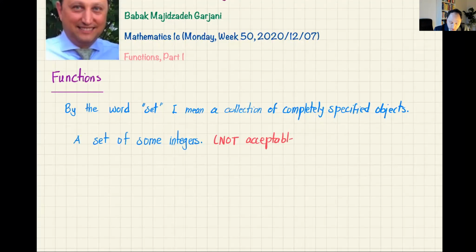Why? Because the objects are not completely specified. For example, if I say I have a set of some integers in mind, and then I ask you, do you think that 1 is in my collection, 2 is in my collection? You cannot answer because it is a little bit ambiguous. It is vague, yes? When I say a set of some integers, it is not clear which integers I have chosen and which integers I haven't chosen. So you need to avoid these kinds of statements when you use the word set.